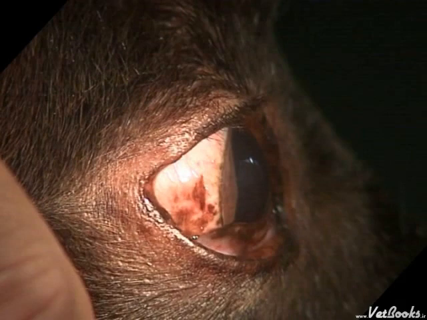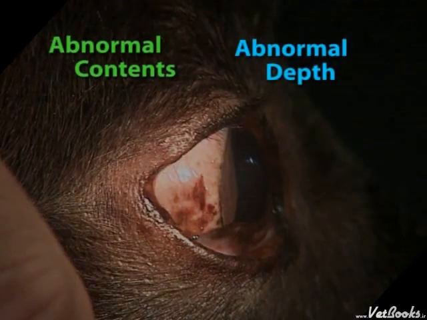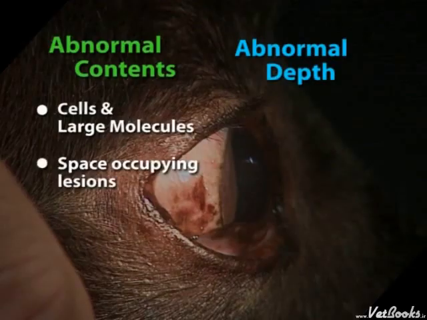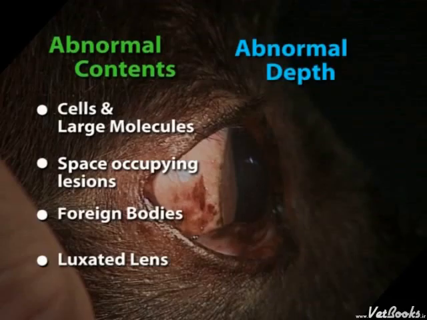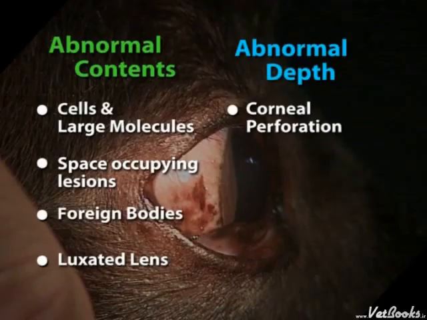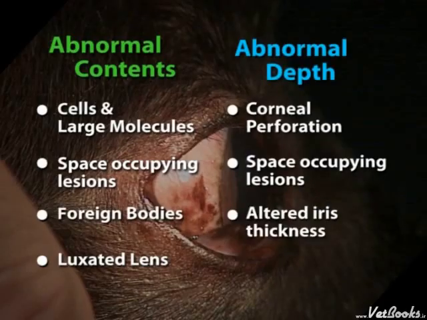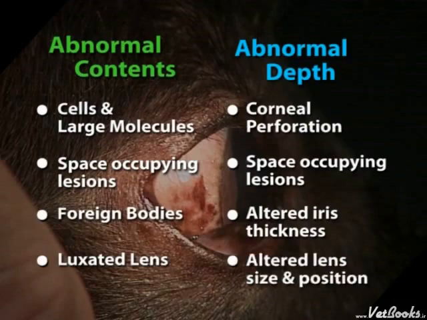Abnormalities of the anterior chamber can be divided broadly into two categories: abnormal chamber contents and abnormal chamber depth. Abnormal contents include cells and large molecules, space-occupying lesions such as tumours, foreign bodies, and an anteriorly luxated lens. Causes of altered chamber depth include corneal perforation, space-occupying lesions, altered iris thickness, and altered lens size and position. Note that these changes can occur in combination.